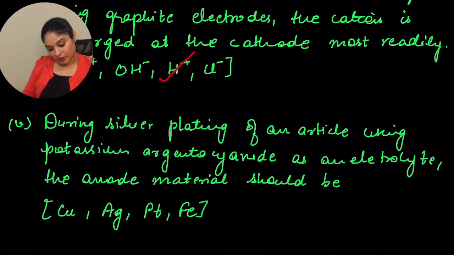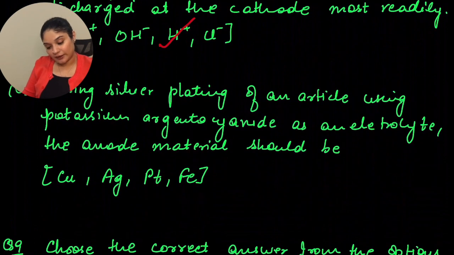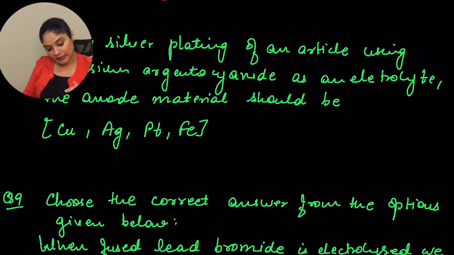The next is, during silver plating of an article using potassium argentocyanide as an electrolyte, the anode material should be what? So when you have potassium argentocyanide, the material that you will be taking, you have copper, silver, platinum and iron, you will be taking Ag, that is silver. You will be taking silver in this case.